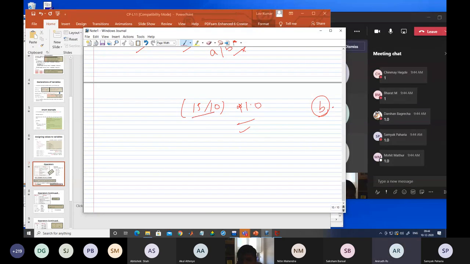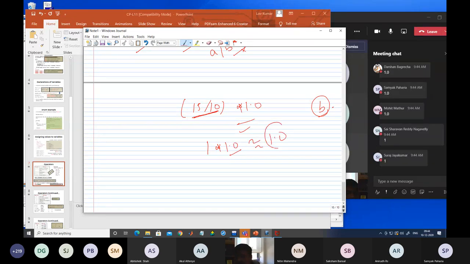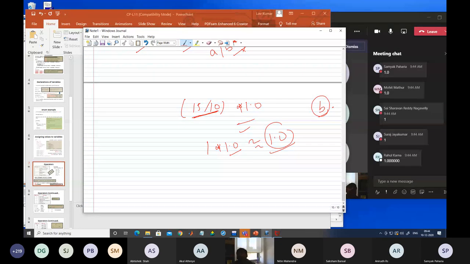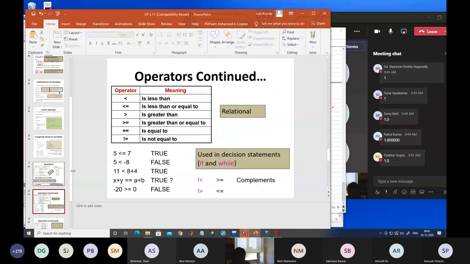So first we'll find the value of this expression. What is the value of this expression? 15 divided by 10 is 1. Then 1 into 1.0. Here we are using the implicit type conversion. The output becomes 1.0, not 1. 1.0 is the right output. So the output will be 1.0, or you can say 1.000, something like that.